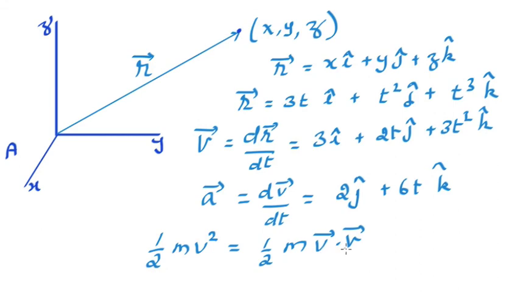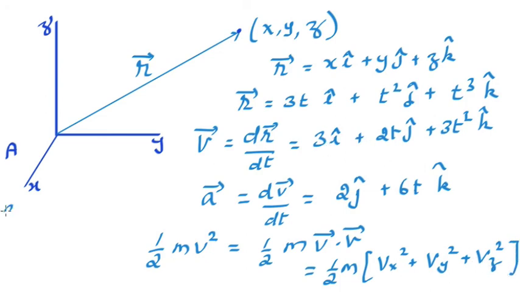Because v dot v is nothing but v times cos 0, that's the angle between v and itself. Cos 0 is 1, it simply becomes v squared. And from the properties of dot products, we can write it as half m. V dot v becomes vx squared plus vy squared plus vz squared. In our example, it's going to be 9. I'm squaring this, vx squared, plus vy squared, 4t squared, plus vz squared, 9t power 4, and don't forget we have to multiply this by half m, and there are no i's, j's and k's here. This is just a number which is changing with time. That's the kinetic energy as a function of time.